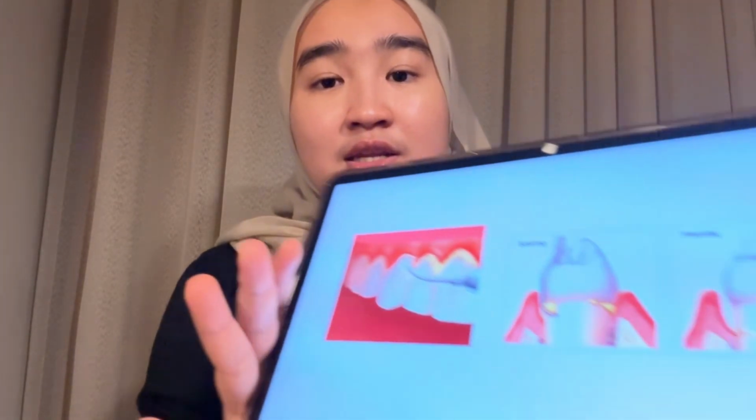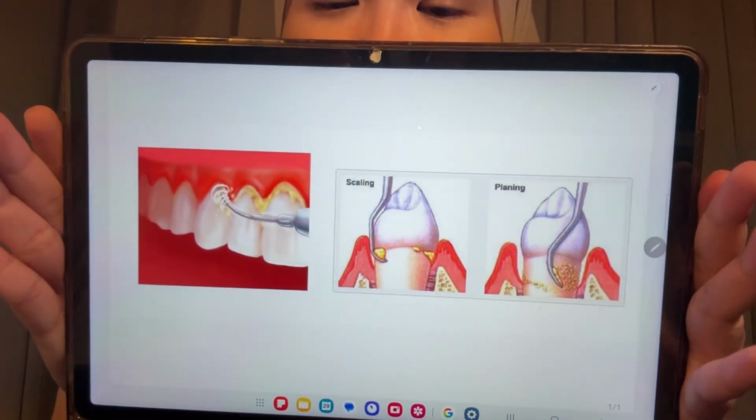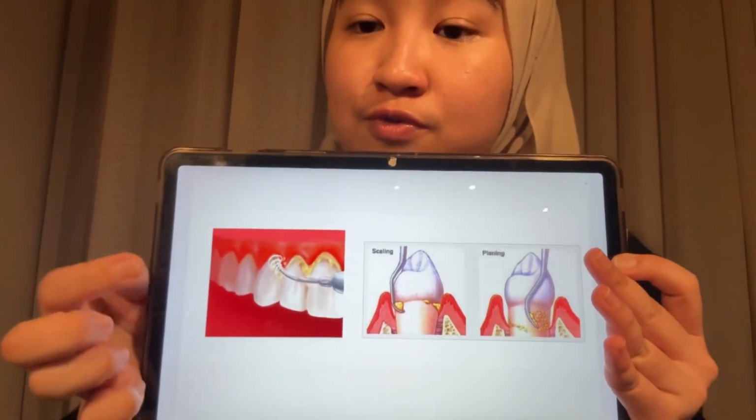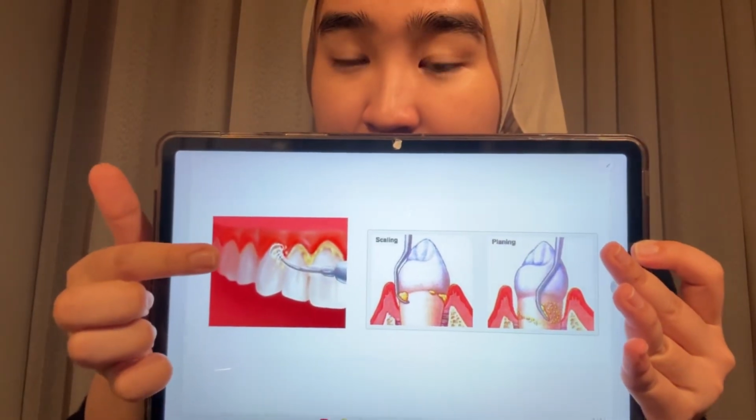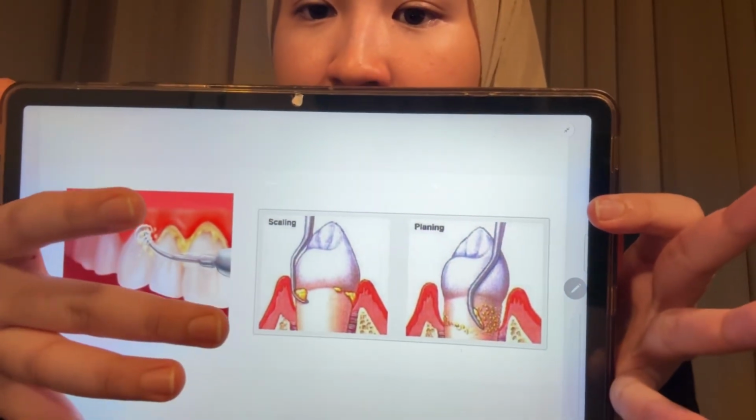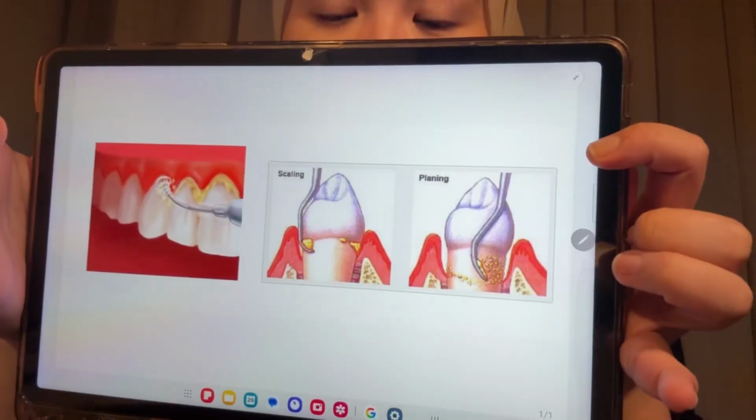So scaling is where we gently clean above and below your gums to remove the plaque and also hard deposits. This is how the scaling looks like, and this is how the root treatment is done. After the treatment, you may feel slight sensitivity or soreness for a few days, and this is considered normal, and the gums will usually improve as they heal.